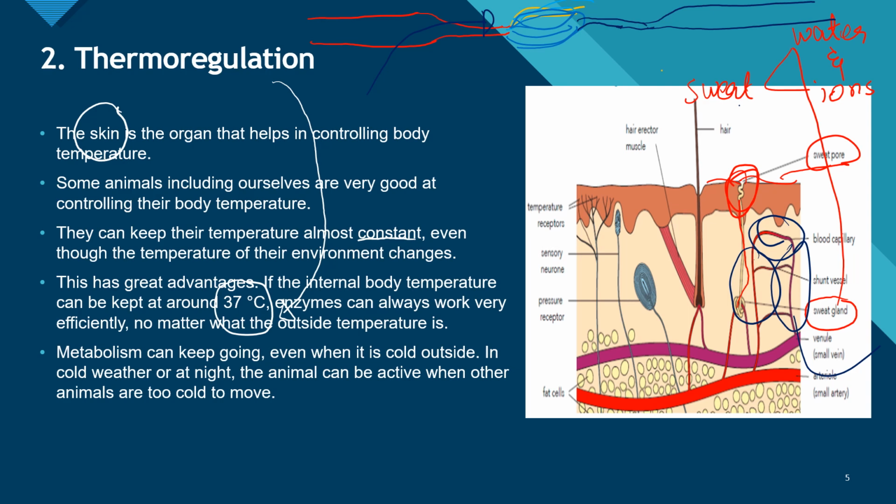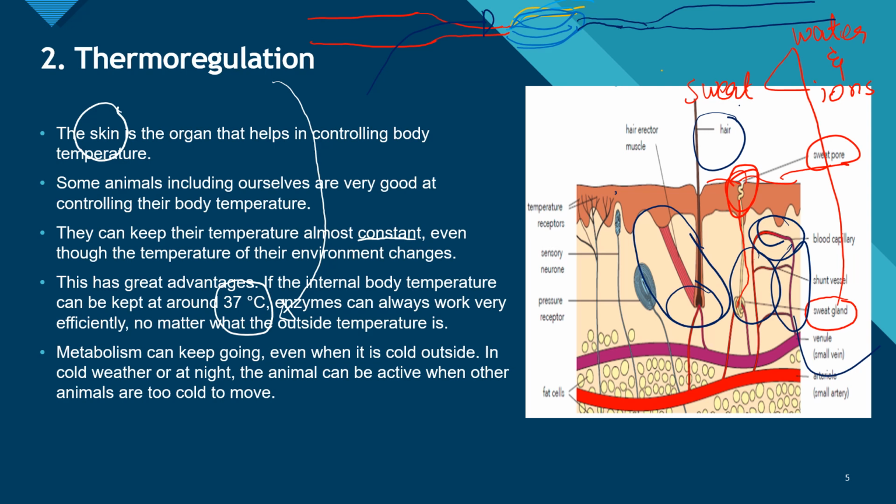Then we have the hair. The hair insulates the body against cold by conserving the body heat. Each hair has a tiny muscle attached to it called the hair erector muscle. This is the hair erector muscle, which contracts to straighten the hair.